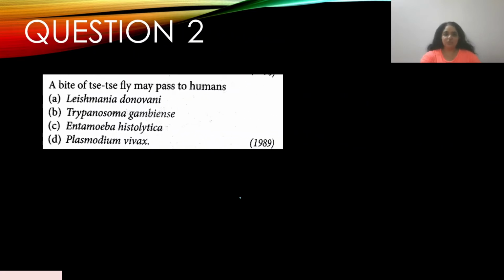Okay, so question number 2. The bite of tsetse fly may pass to humans... Okay, so whatever that pathogen is. This appeared in 1989, another very old question. A. Leishmania donovani, B. Trypanosoma gambiense, C. Entamoeba histolytica, D. Plasmodium vivax. Alright, so tsetse fly is the vector which carries Trypanosoma gambiense. Okay, that's called African sleeping sickness. So the answer is B.